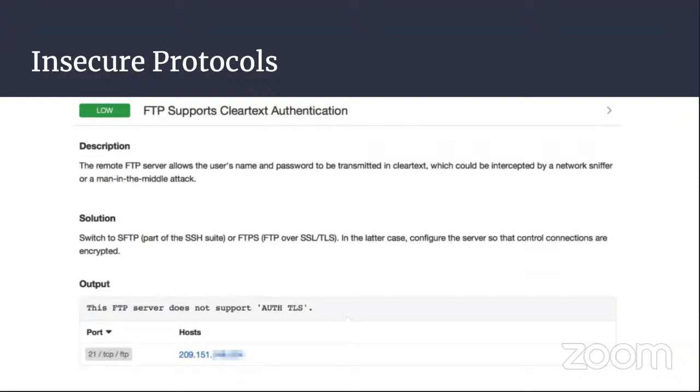Insecure protocols. Many of the older protocols were not designed with security in mind. And sometimes you have the availability to switch, instead of using Telnet, to use SSH. Instead of using FTP, to use SFTP or FTPS. To use HTTPS instead of HTTP. But again, that's not always guaranteed, because some systems may just be too old to be able to handle it, or too weak. Like IoT devices can't do encryption.